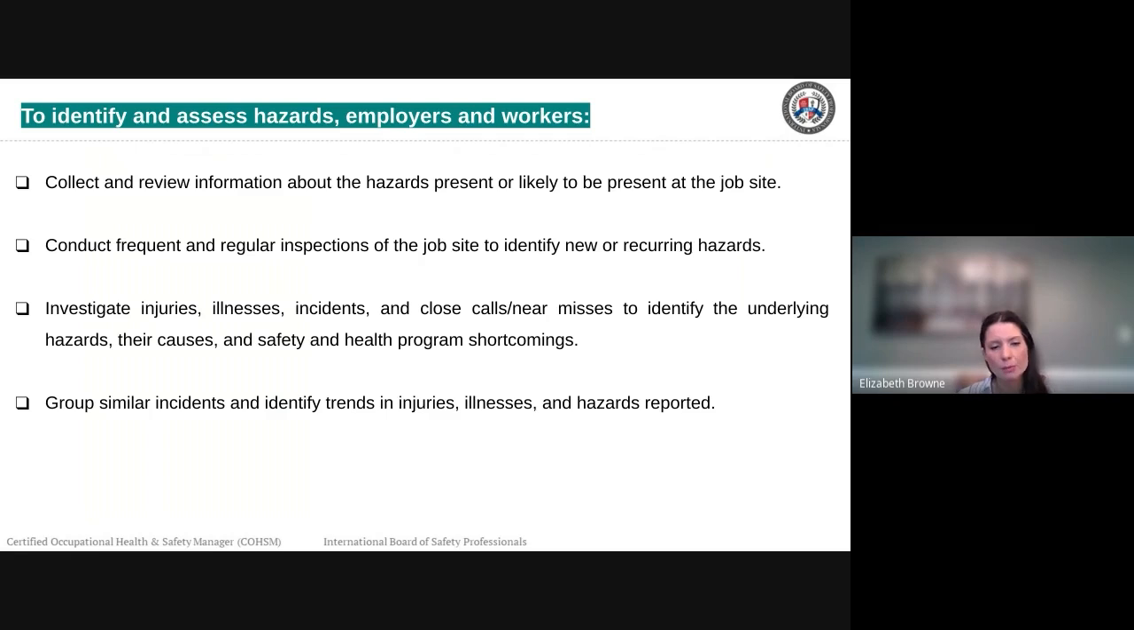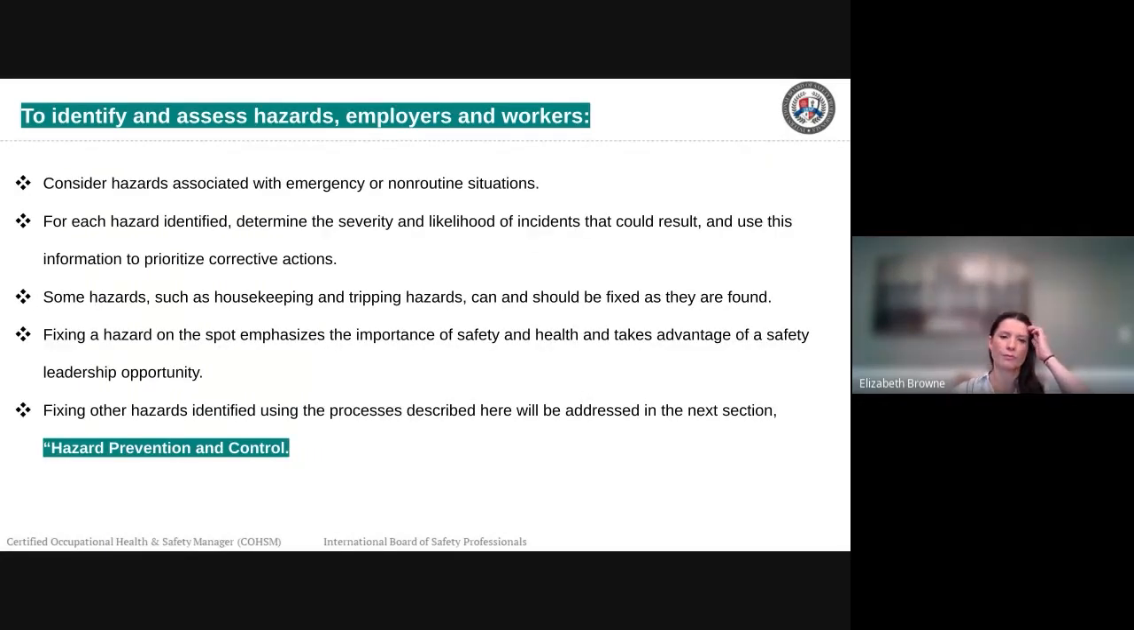We're able to group similar incidents together to identify trends in the injuries, illnesses, and hazards that are reported. That can help make the work a little quicker, as long as we're not missing out on important details by grouping those things together and looking at the trends. All right, so to identify and assess hazards, we must also consider hazards associated with non-routine situations, like emergency situations. For each hazard identified, we want to determine the severity and the probability or likelihood of incidents that could result. And we want to use this information to prioritize corrective actions.